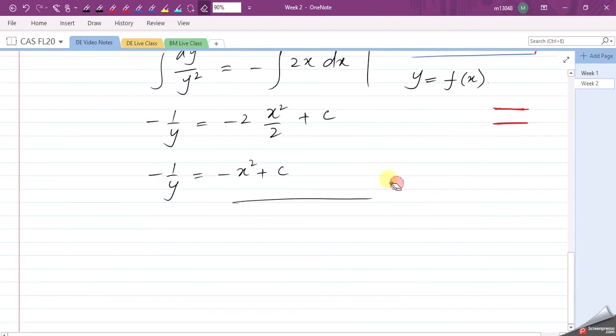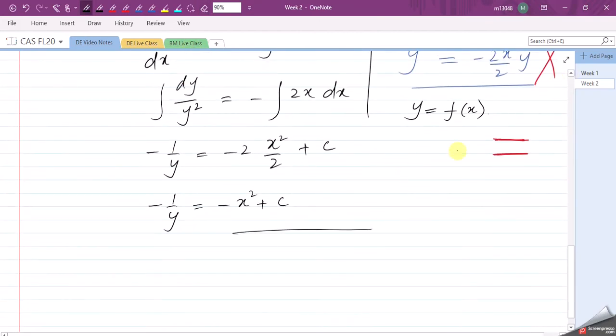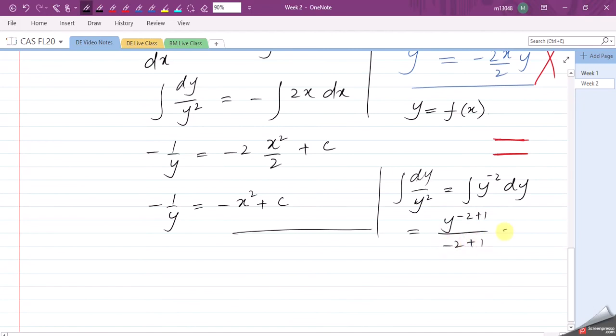Please note the formula I have used here to integrate dy over y squared: it is y to the power minus 2 dy, and then y to the power minus 2 plus 1 over minus 2 plus 1, which is y to the power minus 1 over minus 1, and that can be written as minus 1 over y.